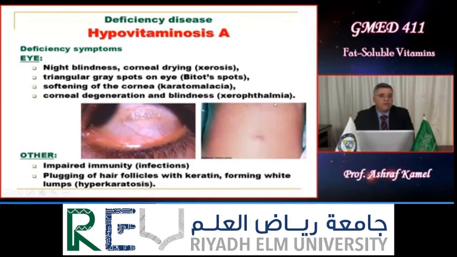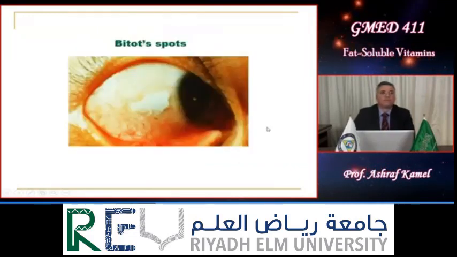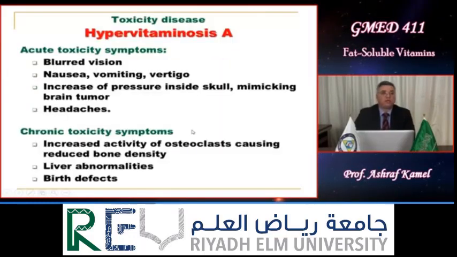Other symptoms: impaired immunity, which gives rise to repeated infections, and plugging of the hair follicles with keratin forming white lumps, and this is called hyperkeratosis. This is a picture of Bitot's spots, the triangular grayish spots in the white sclera of the eye. It's a manifestation of vitamin A deficiency.